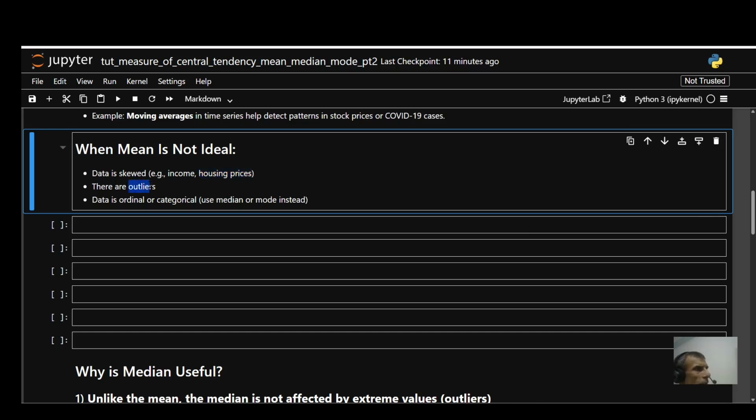Another instance where the mean may not be a good idea to use is in the case of outliers. Another one is when your data is ordinal or categorical in nature. Okay, when you're dealing with categories.